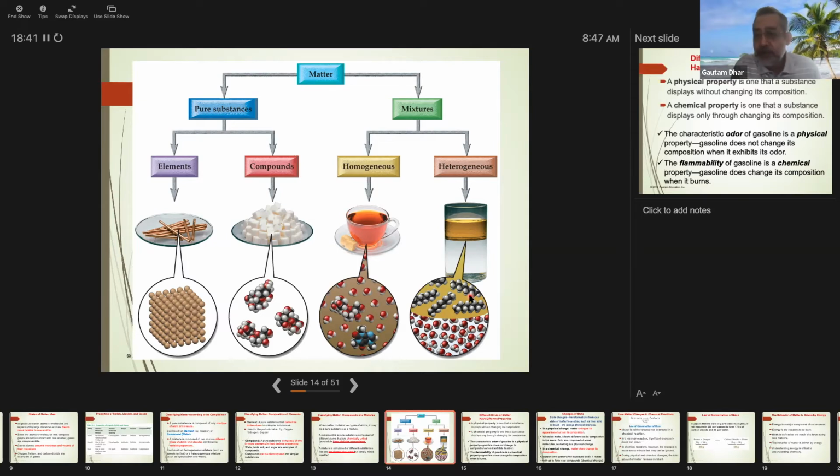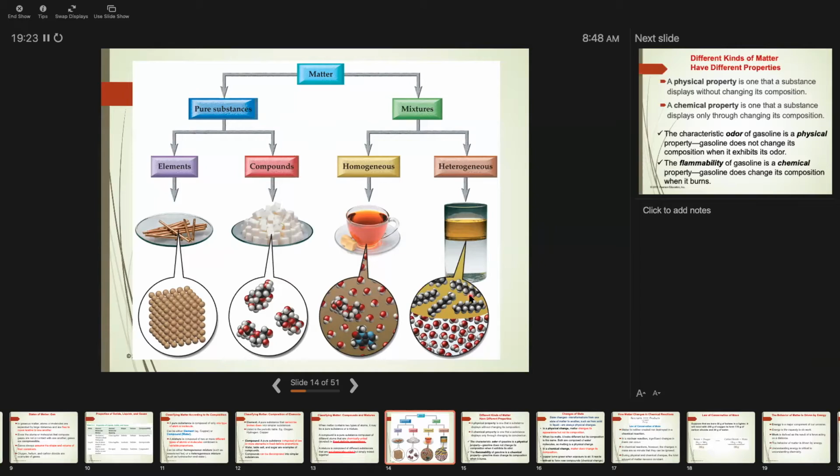It has components. What are the components of air? It has nitrogen, it has oxygen, and other things like a little bit of carbon dioxide, but mainly nitrogen and oxygen, and a little bit of helium. But again, can I separate them easily? Yes, I can. I can separate the oxygen and nitrogen easily. So air is a mixture. Now within the mixture, is it homogeneous or heterogeneous? Because you can separate it, it is a mixture.